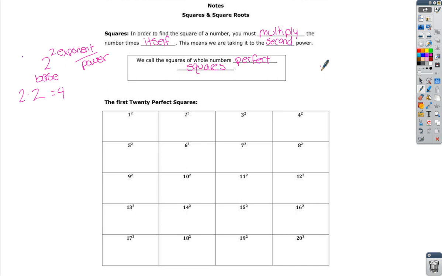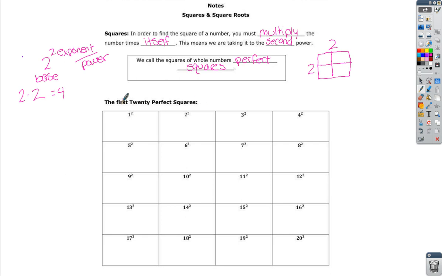And that's because if we think of a square, so let's say this is 2 squared, like we've been doing over here, there's 2 boxes on this side, and 2 boxes on this side. And it's going to make a perfect square. It's not going to be a rectangle. It's exactly the same size on both sides, so you're multiplying the same number times itself.